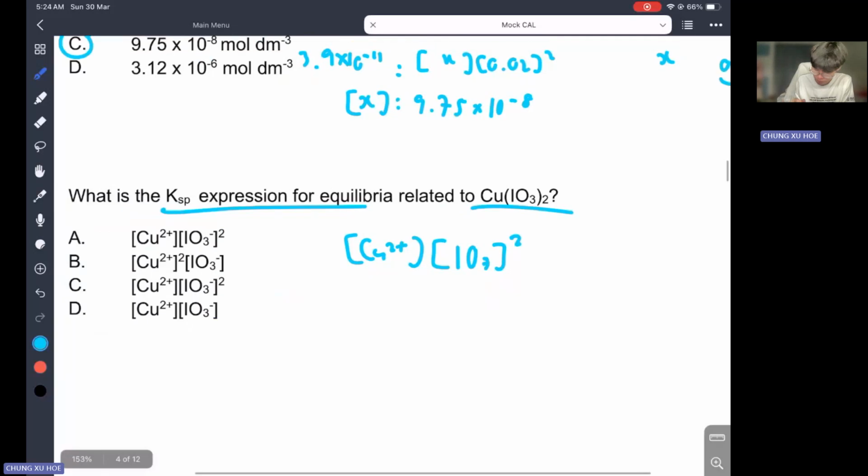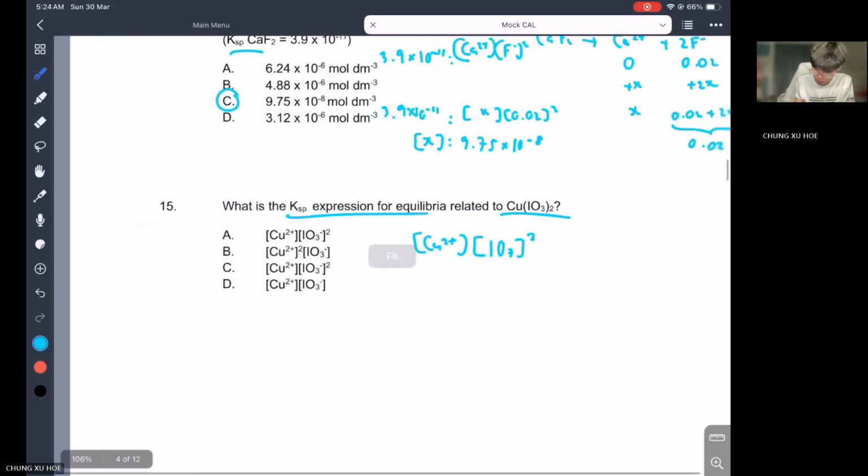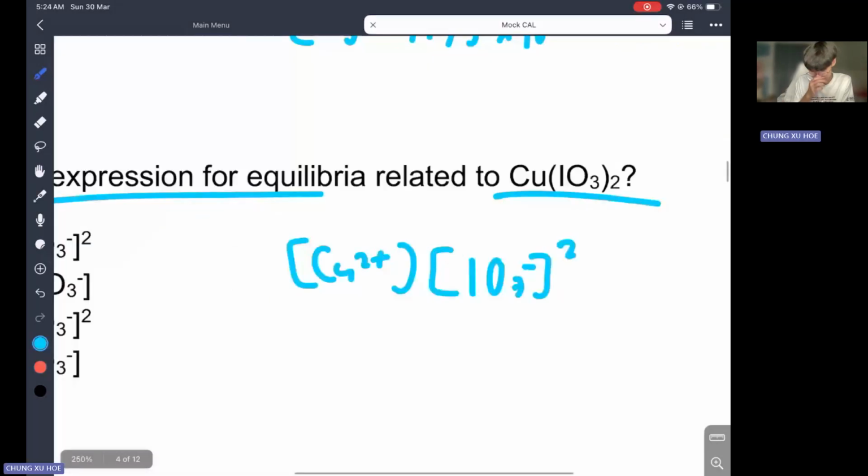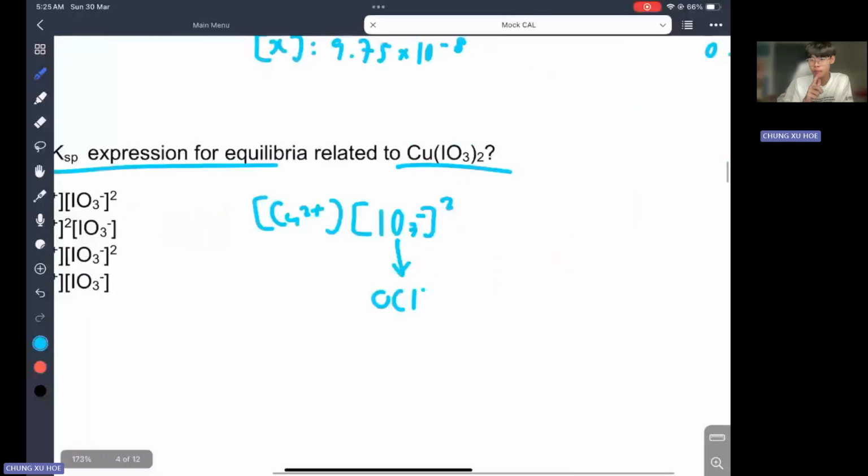Okay. So 8 minus 2 will be nothing much. It's similar to your OCl-, also equals to -1.